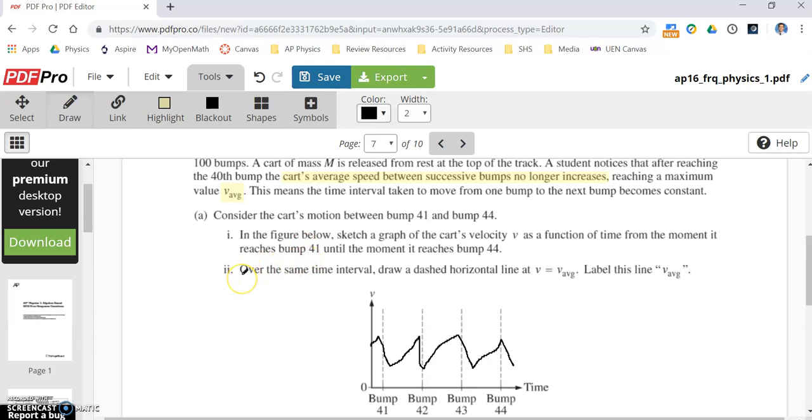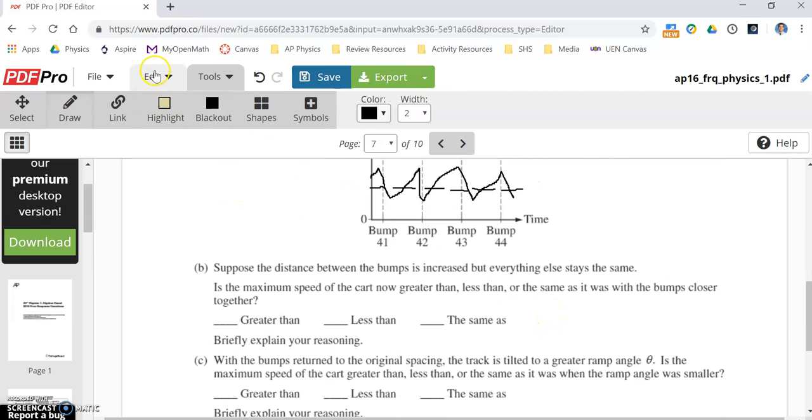Then, over the same interval, draw a dashed horizontal line, which is V average. So we know that is constant, so it's got to be somewhere. If it's average speed, it should be somewhere in the middle. I drew that a little low, but we're going to say that's the constant average speed.